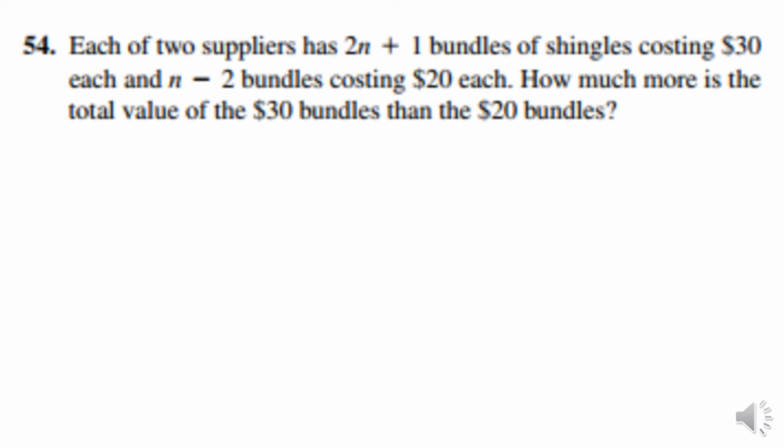We close with a word problem. Each of two suppliers has 2N+1 bundles of shingles costing $30 each and N-2 bundles costing $20 each. How much more is the total value of the $30 bundles than the $20 bundles? Pause the video and let's see how you did.